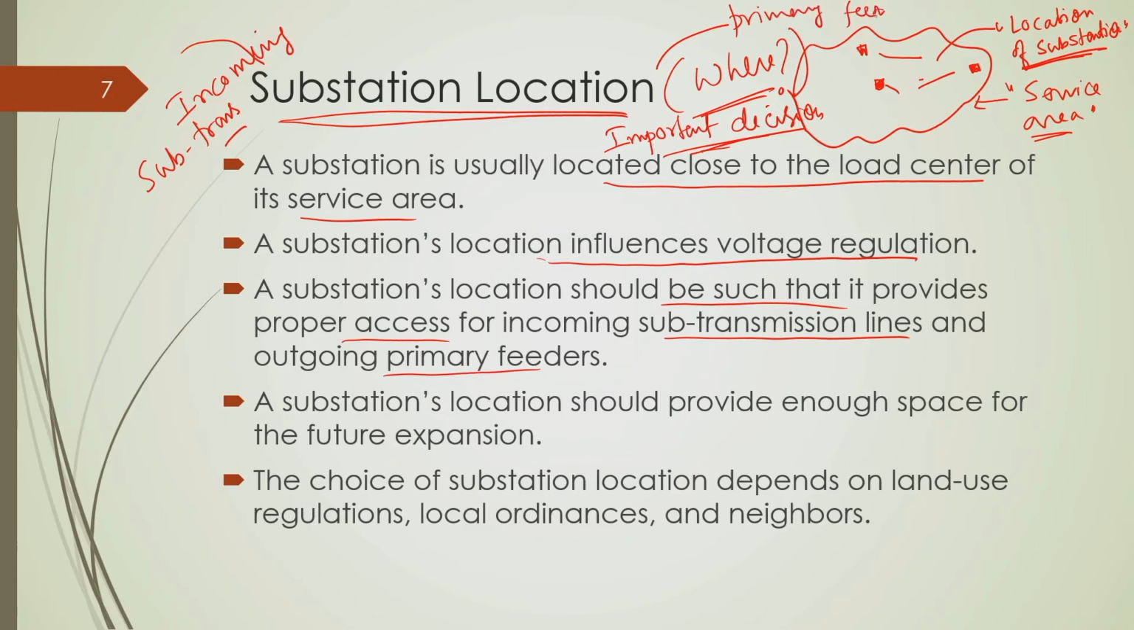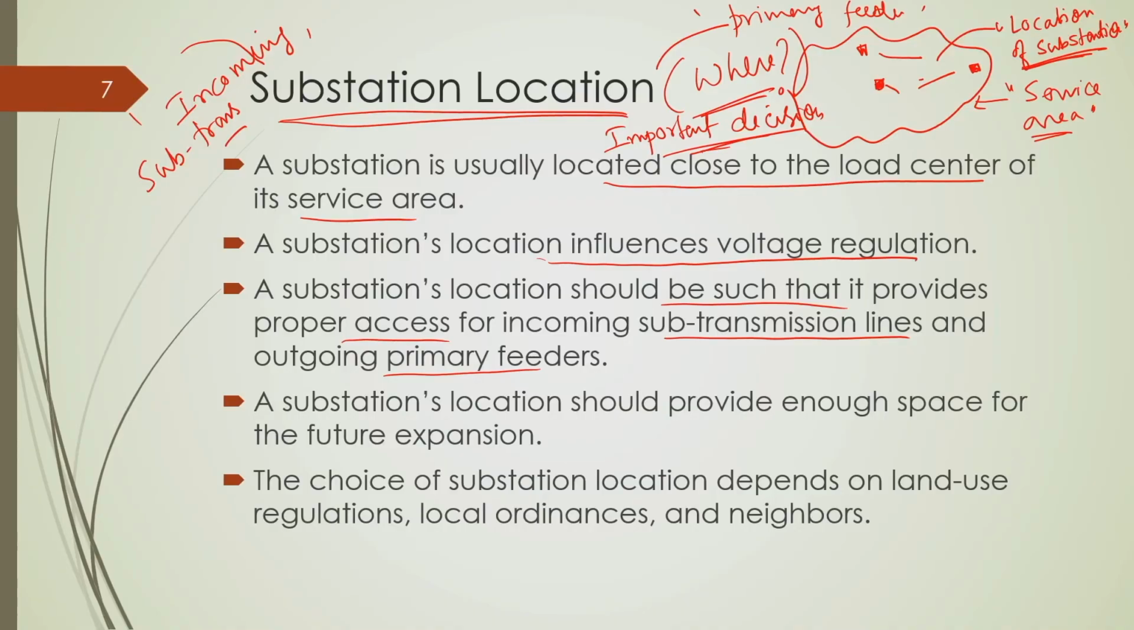So, it is a junction between these two. So, that you should have proper access, that you can bring, you should locate a substation such that you bring these sub transmission lines, and also you can take your primary feeders out. Okay. And this will not be possible if you have some important facilities in the neighborhood of the substation. For example, if there is a school complex or maybe a college, bringing high voltage sub transmission lines there would be difficult.